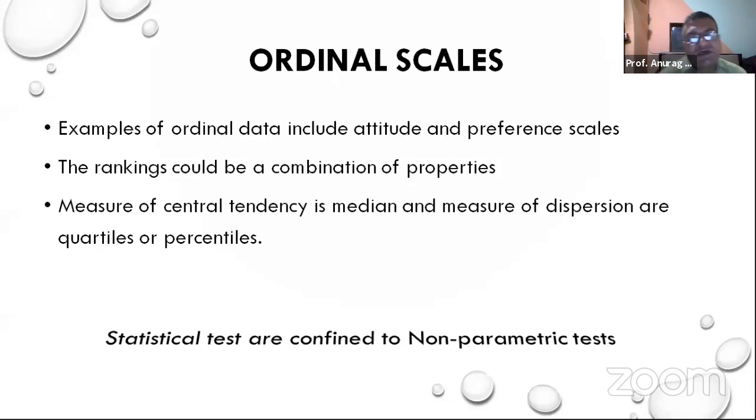And statistical tests are confined to non-parametric tests here. Chi-square is also a non-parametric test, but apart from chi-square, we apply many other non-parametric tests. Now, just a word about non-parametric tests. Why are they called non-parametric tests? Because they don't involve any parameter. So this is the English definition of this. But what exactly are non-parametric tests?